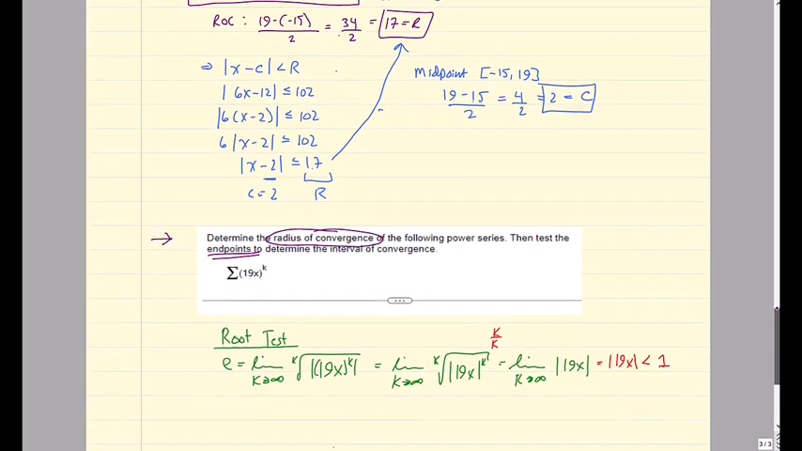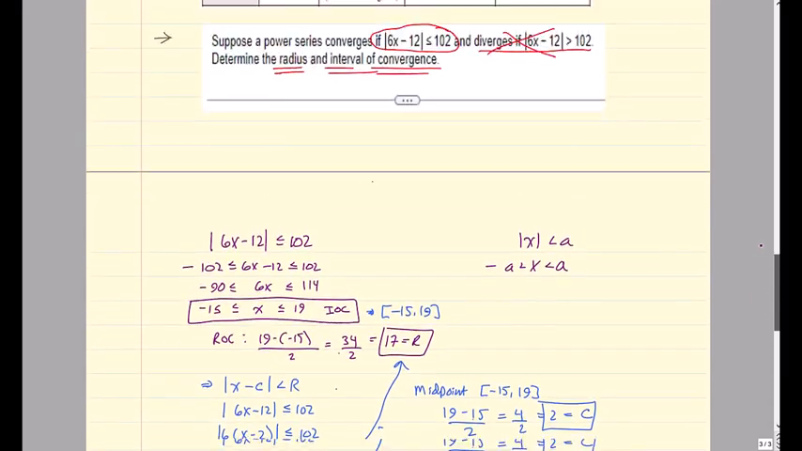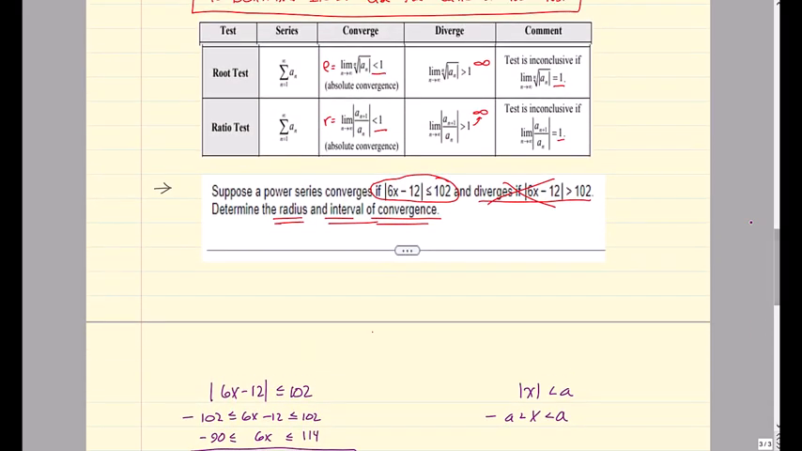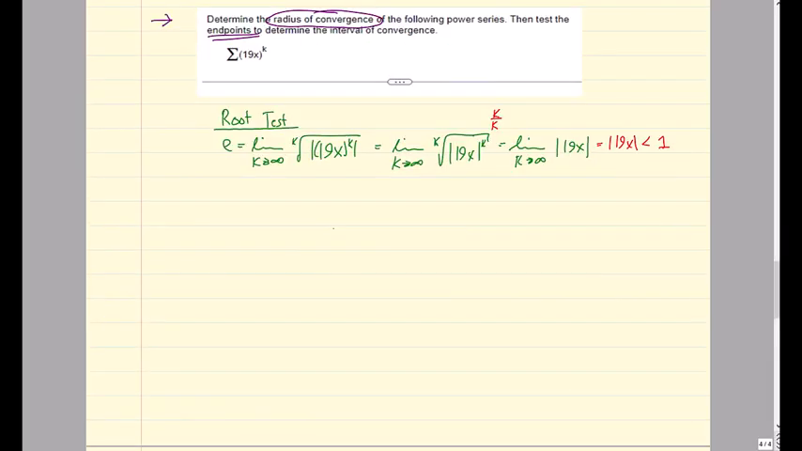Now where does that come from? Remember, look on your formula sheet. If I want to force convergence right here, I have to make that less than 1. So that's where this is coming from. So I force this to converge by making it less than 1.